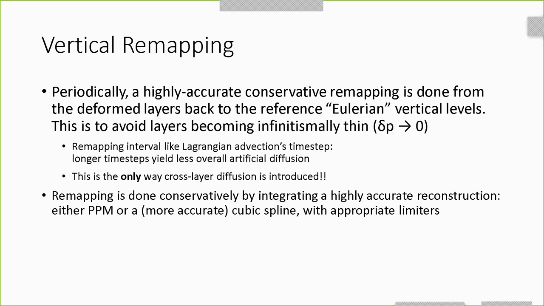It does introduce some cross-layer diffusion, so it actually becomes more accurate if you use a longer time step. This is one of the paradoxical things of Lagrangian methods, that they're actually more accurate when you take a longer time step in many cases. And another thing you can do, since we're doing remapping using a piecewise parabolic method or cubic spline, is limit the reconstructions to enforce monotonicity again. So you can, once again, use the ideas from the piecewise parabolic method in this context.